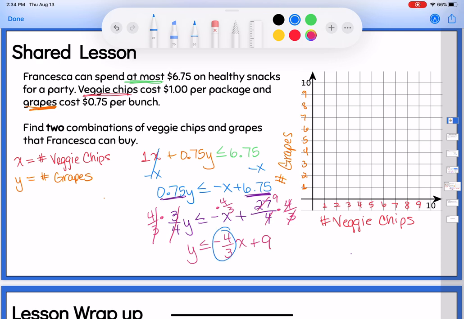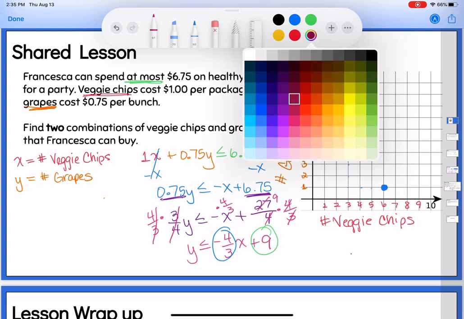My slope here is -4/3. My y-intercept is +9. So here I am at +9. Counting out my slope, down 4, 1, 2, 3, 4, run 3, 1, 2, 3. Do it again, 1, 2, 3, 4, 1, 2, 3. All right. And now I need to check dotted or solid line on this one.